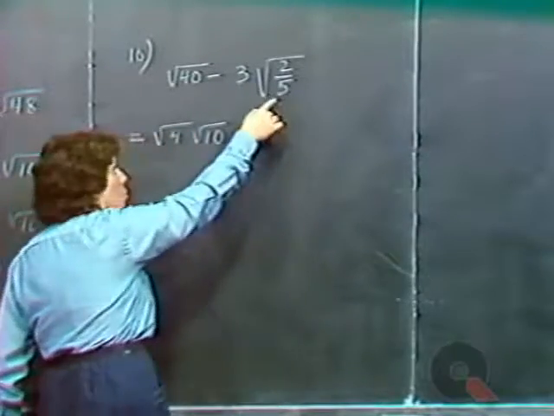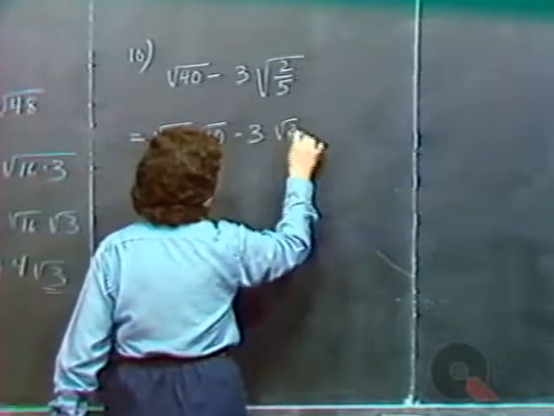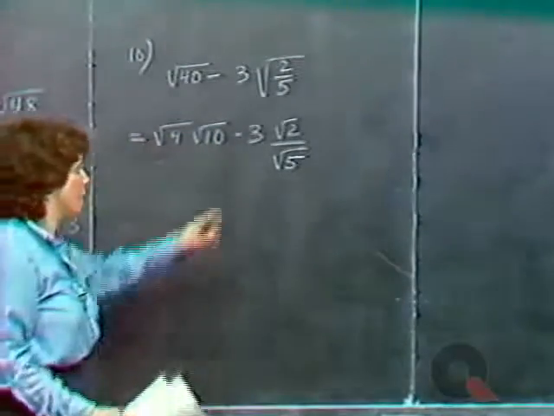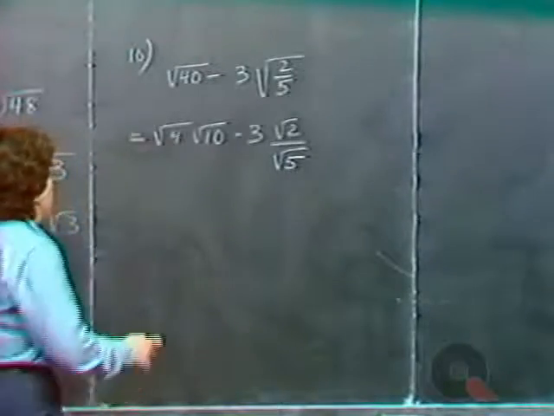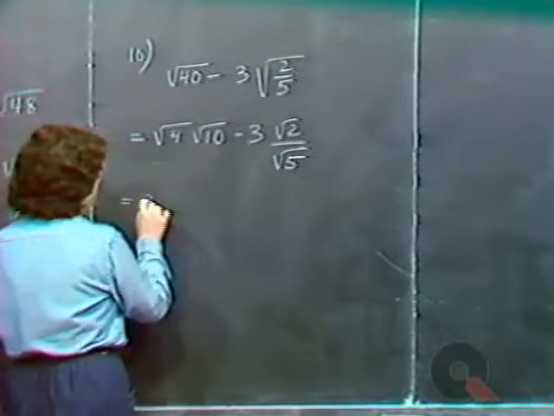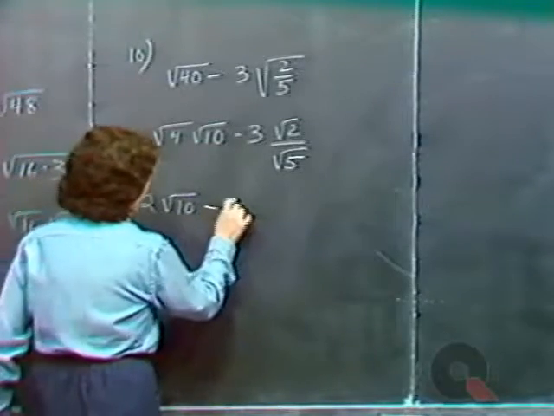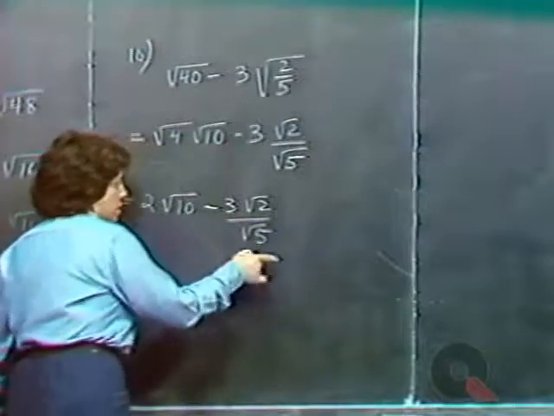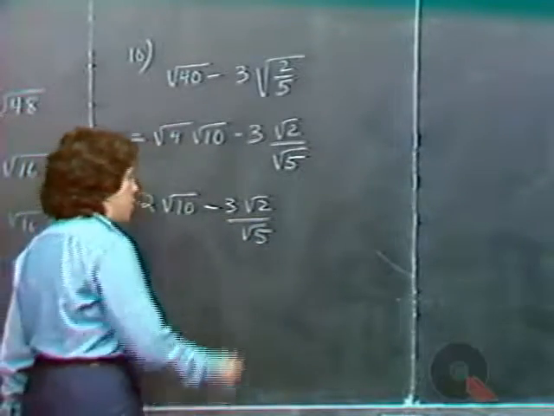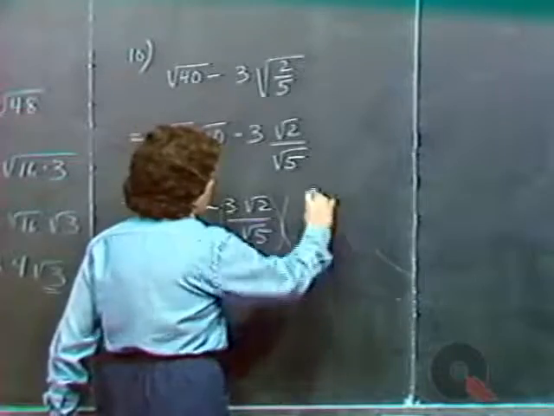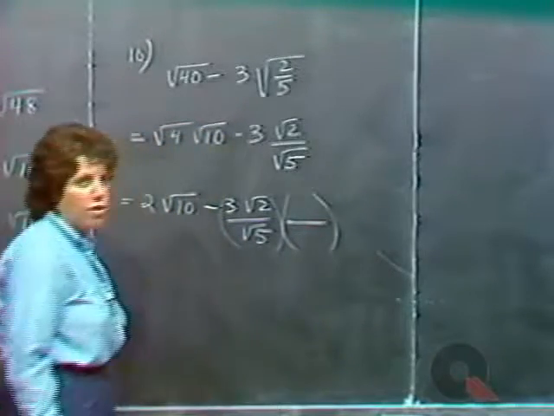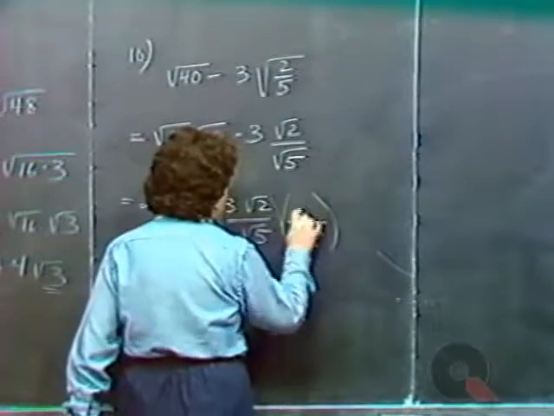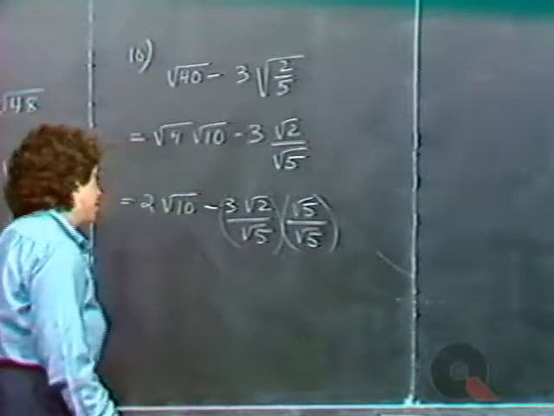Minus 3 times, now we don't want any fractions under the radical sign, so we'll make it the square root of 2 over the square root of 5. However, we also don't want any radicals in the denominator, so let's see what we can do. We have the square root of 4, that's 2 times the square root of 10, minus 3 times the square root of 2 over the square root of 5. In this second term here, we have to multiply by something, top and bottom, so that we will eliminate the radical in the denominator here. We want to rationalize the denominator. We will multiply top and bottom by the square root of 5.